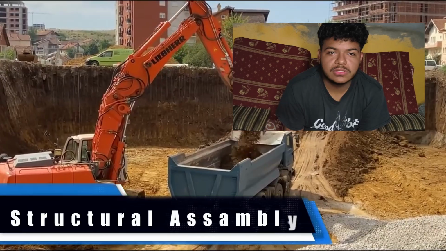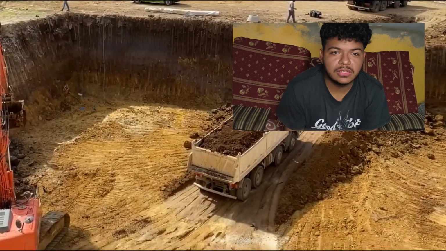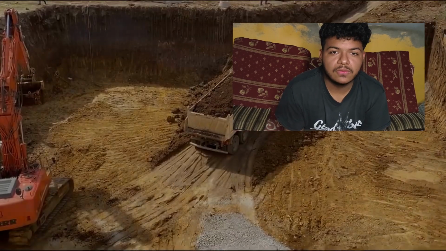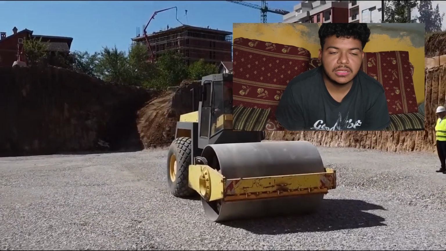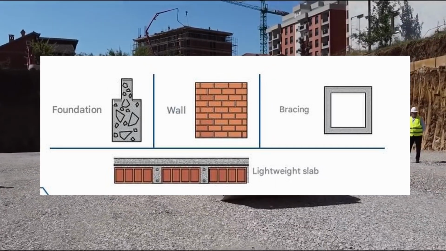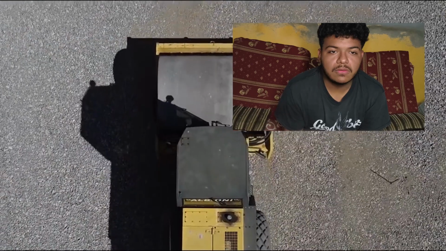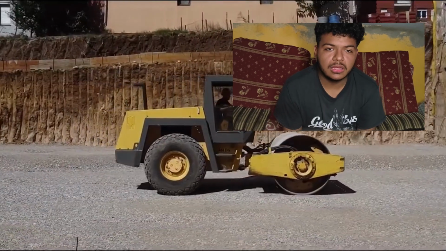The structure of the house is responsible for supporting the weight and the effects of the earthquake. It's made up of the following elements. Let's now take a close look at each of them.